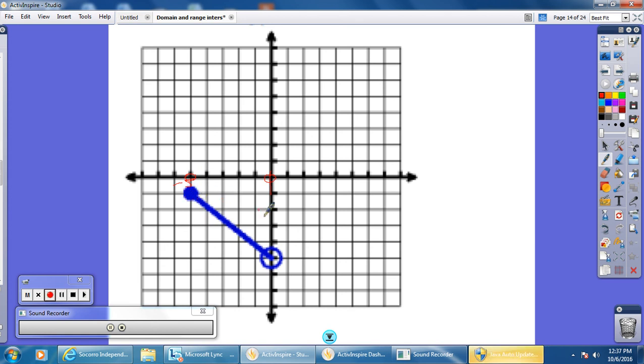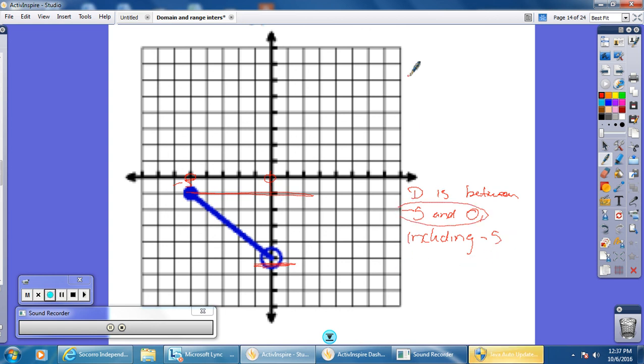Same thing for the range. The range from bottom to top is between -5 and -1, including -1. Remember, when you're writing, you still have to put in numerical order. So for your domain, you're going to put domain is between -5 and 0, including -5. Okay, so it's still in order.